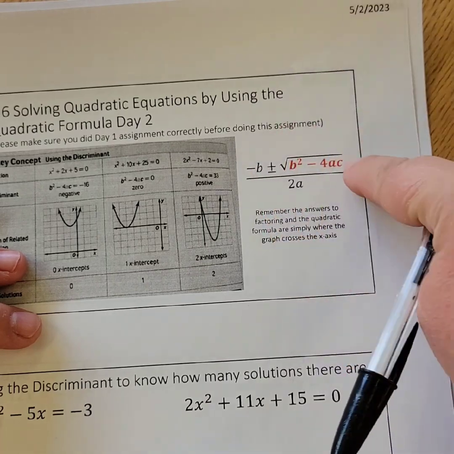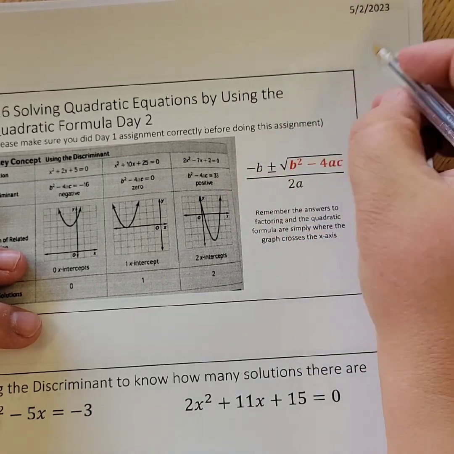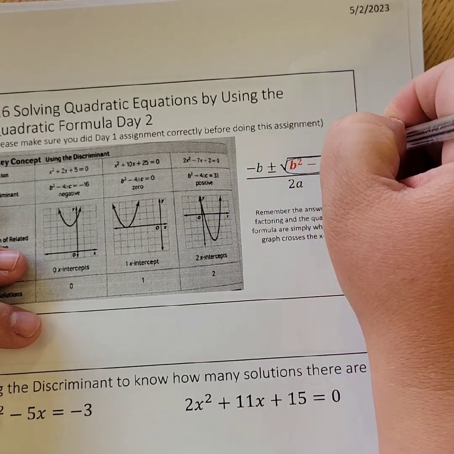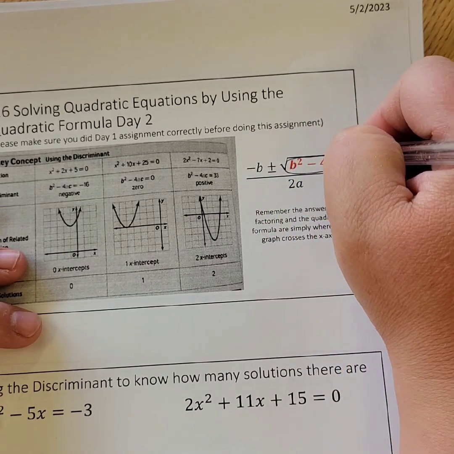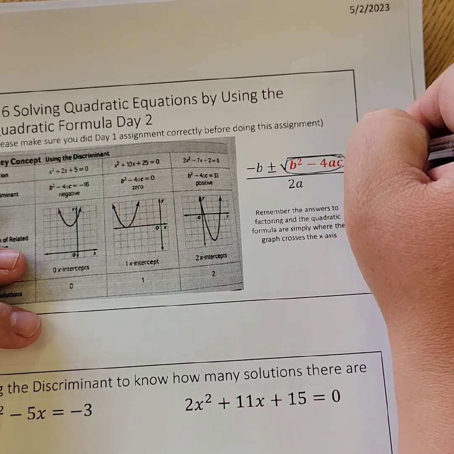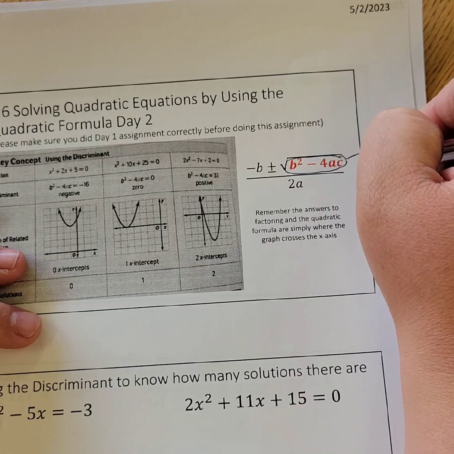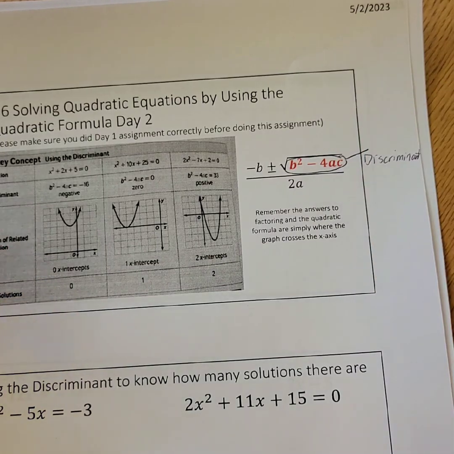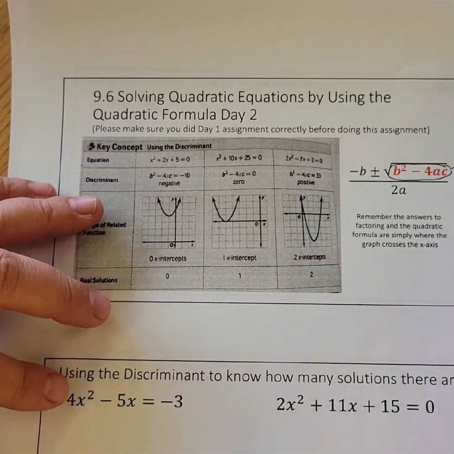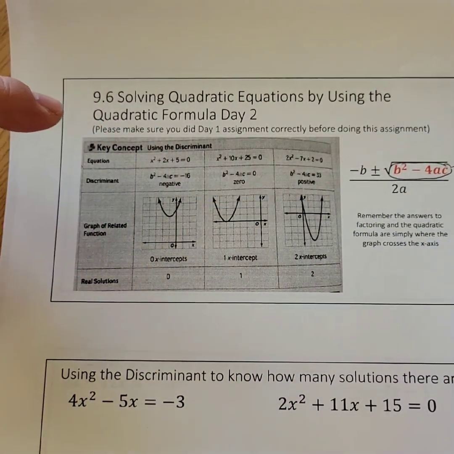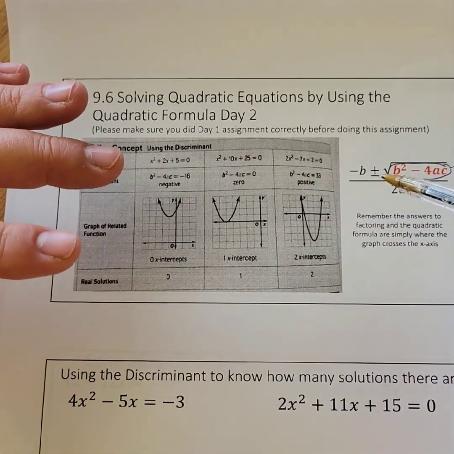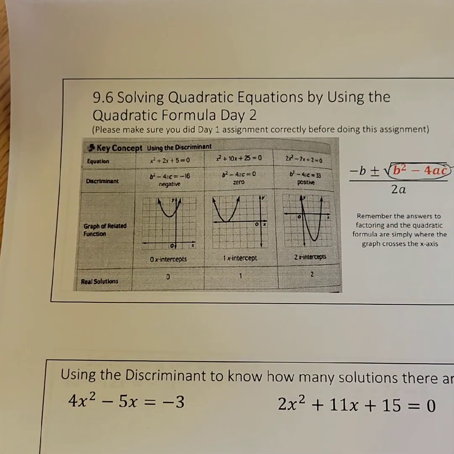So, please write this whole thing, and then you're going to circle the underneath part, and you're going to write discriminant. D-I-S-C-R-I-M-I-N-A-N-T, discriminant, okay? And that is a useful thing because depending on the discriminant or the number that you get from under here, it tells you how many solutions there are, okay?